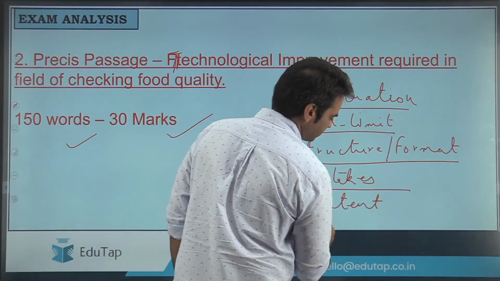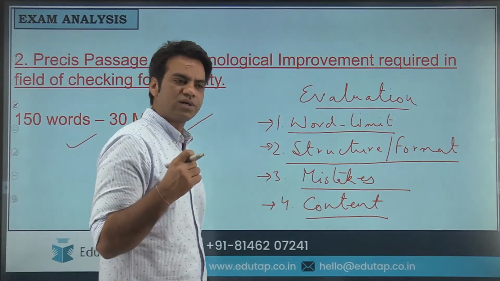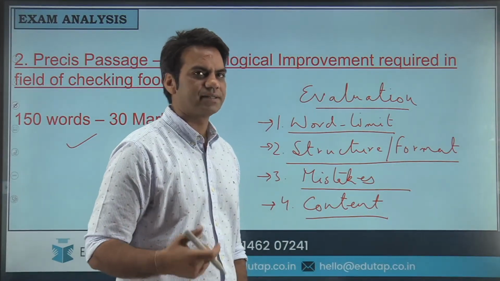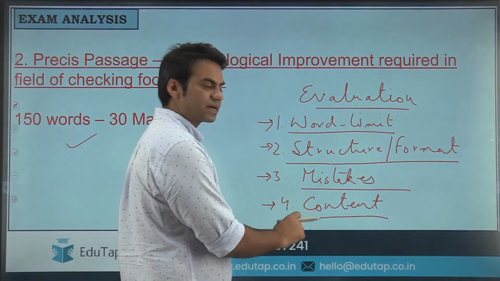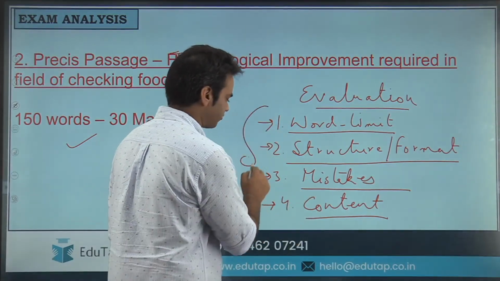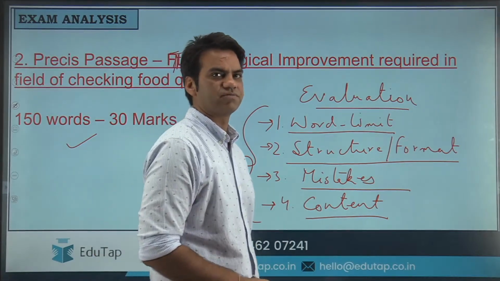Now guys, students believe content is the only part which is being evaluated here. That's not true. The point is, you have to be excellent in the content, but to be excellent in the content, you have to be excellent in all the 4 verticals of evaluation.